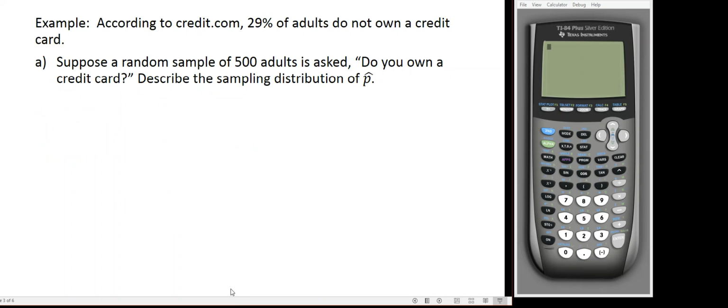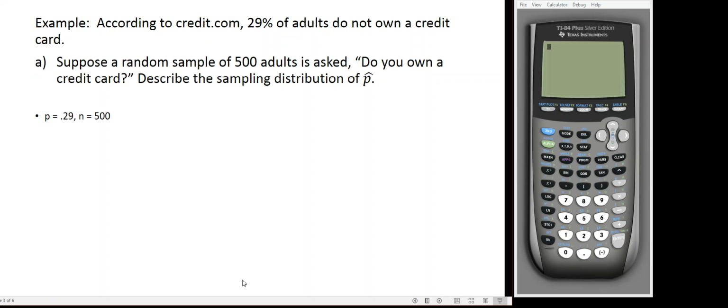According to credit.com, 29% of adults do not own a credit card. So part A, suppose a random sample of 500 adults is asked, do you own a credit card? Describe the sampling distribution of p hat.